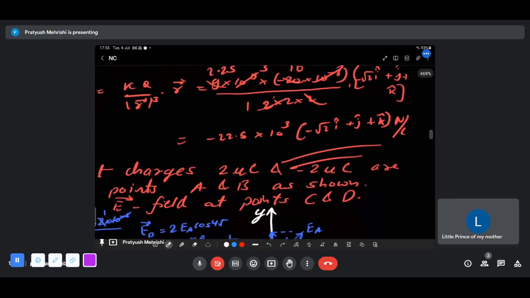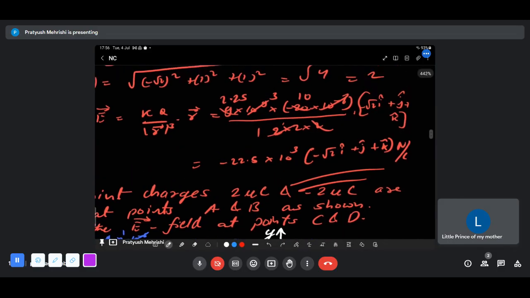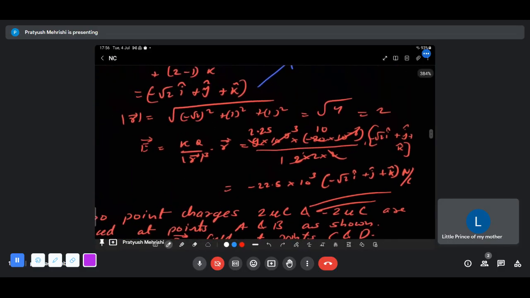Therefore the electric field will be finally minus 22.5 into 10 raised to 3 into minus root 2 i cap plus j cap plus k cap Newton per coulomb. Got it now? Sir, got it, sir. Taken down. Sir, got it, sir. Fine.